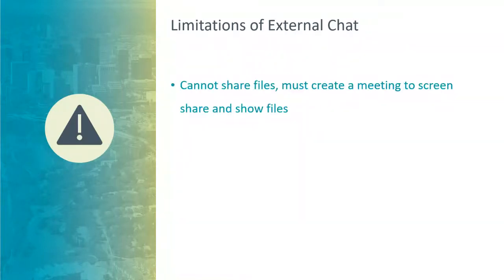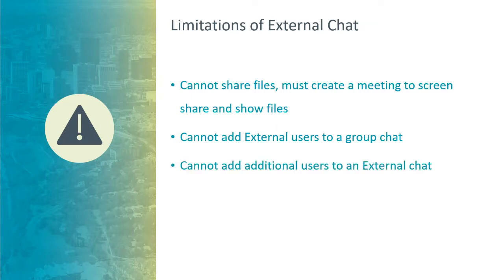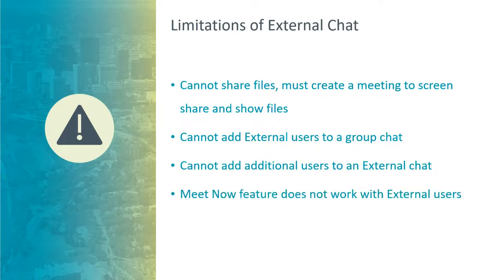So when you're chatting with people who are outside the organization, there is not the ability to share files. You have to create a meeting to share the screen and show the files that way. You also can't add external people to the group chat, and if you have an existing chat, you can't add additional external members to the chat either. There's also the Meet Now feature, which does not work with external users. You do have to schedule a meeting with them, and you have to schedule it in Outlook.